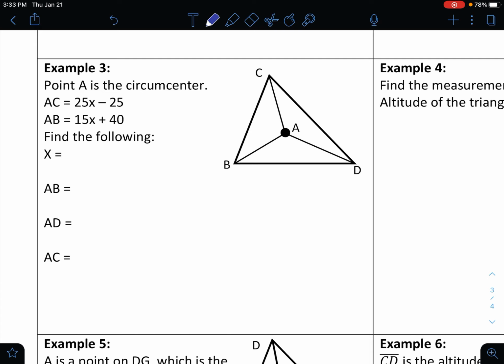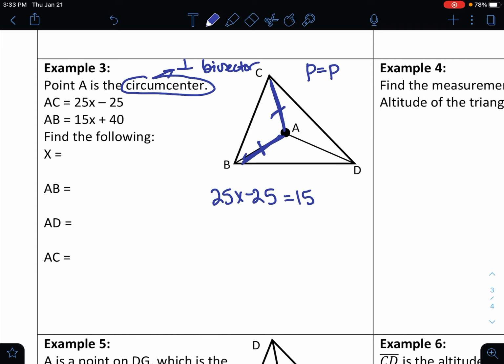All right, moving on to number 3. So now we're talking about circumcenter. All right, so circumcenter lets me know that this is a perpendicular bisector problem. So we're going to use our perpendicular bisector notes. All right, so this is another easy one. All of these are going to be part equals part problems. So we have AC, which is right here, and AB, which is right here. And again, part equals part because they're both congruent to each other. So let's set it up. 25x minus 25 equals 15x plus 40.